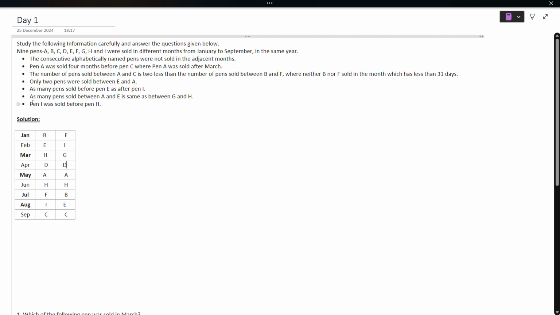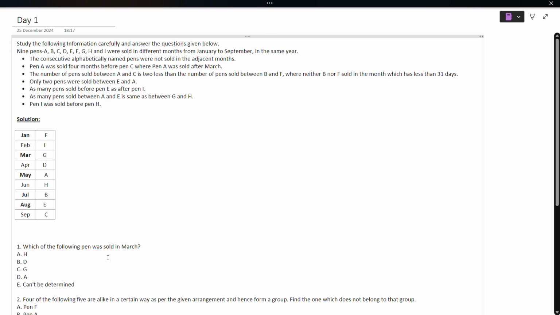Now the last condition says pen I was sold before pen H. Pen I was sold before pen H in this case, but not in this case. So this case is eliminated. This is the final arrangement of the pen. And according to this, we have couple of questions following this.